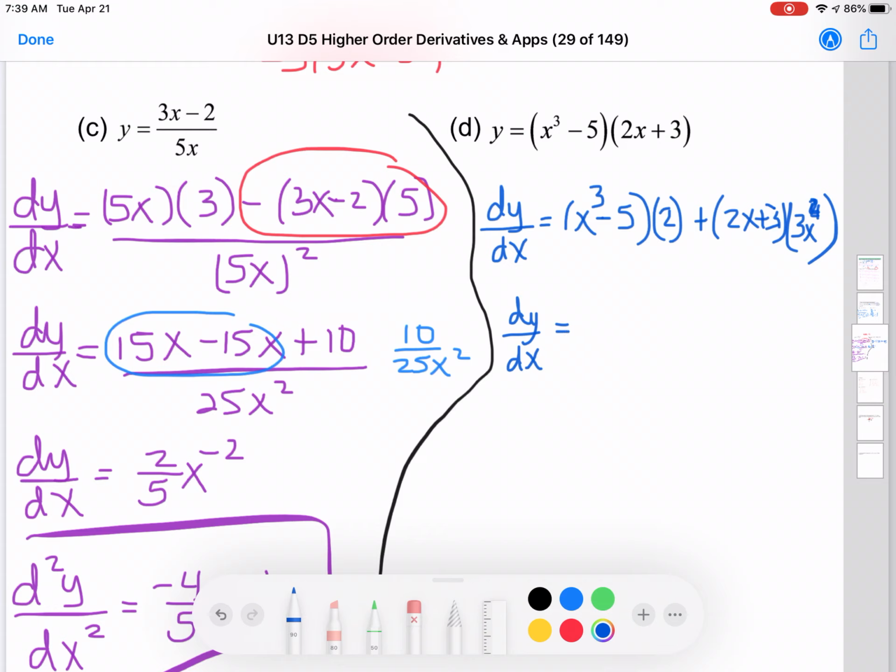So the first derivative is equal to, so let's do a little distributing. So 2x cubed minus 10 plus 6x cubed plus 9x squared. So there's my first derivative. So now let's go ahead and find the second derivative. And we're just straight up using the power rule again. So we're left with, first actually let's combine like terms first.